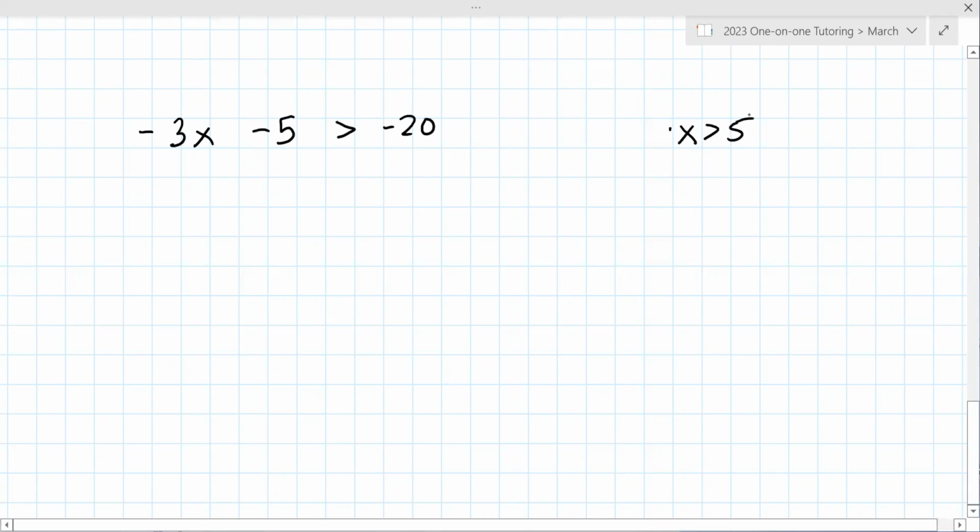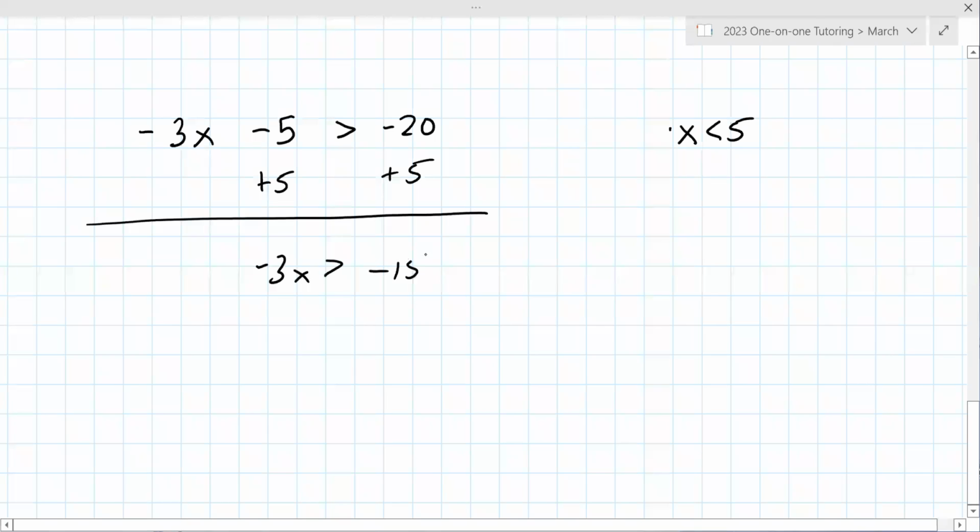Okay, let's take a look here. Did you add? Then this would be less than. I have less than because it switches. So minus 3x greater than -15. And then divide by -3. So that does flip the inequality. Okay, so this is correct.